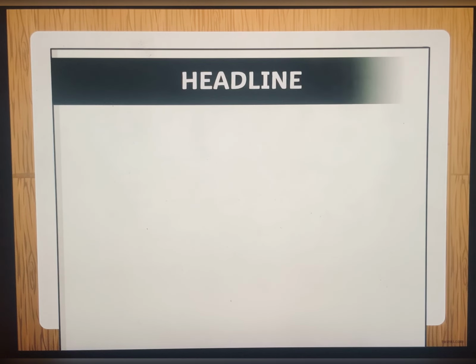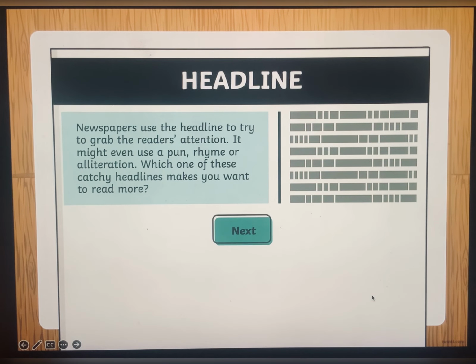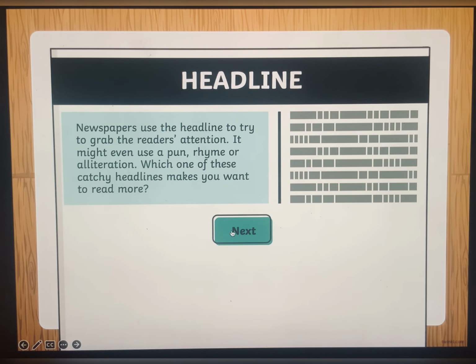The next step that we're going to look into is our headline, okay? So what does my headline need to have? You have to try to grab the reader's attention. It might even use a pun, a rhyme, or an alliteration, okay? Which one of these catchy headlines makes you want to read more, all right? Now, when we are talking about making you read more, let me give you one or two examples and then you can pause the video and look for one, okay?